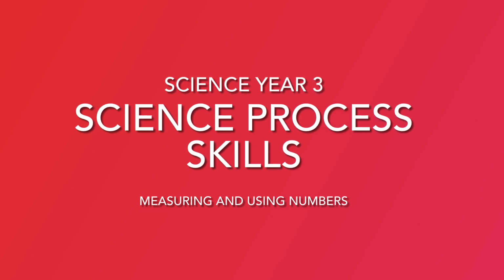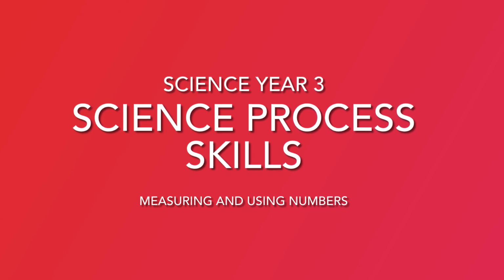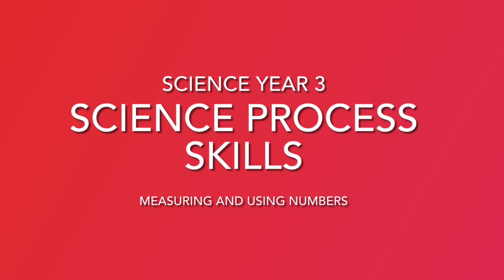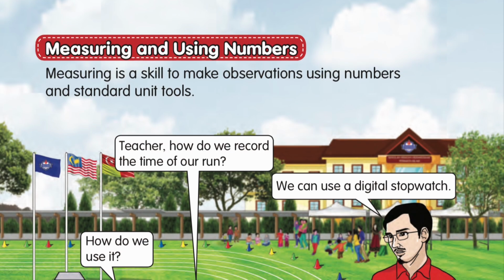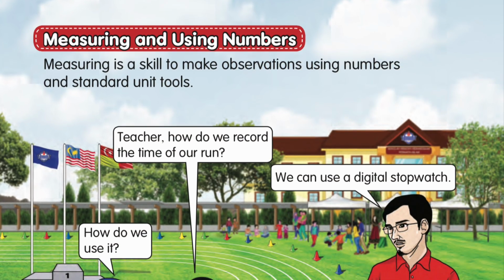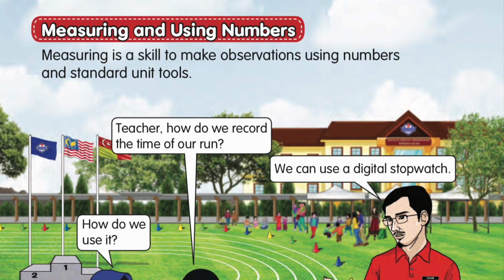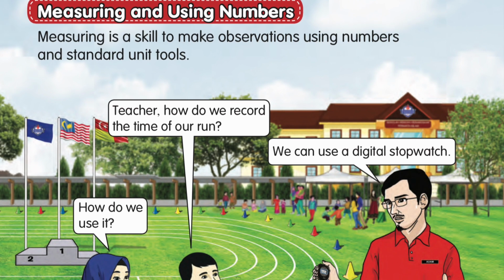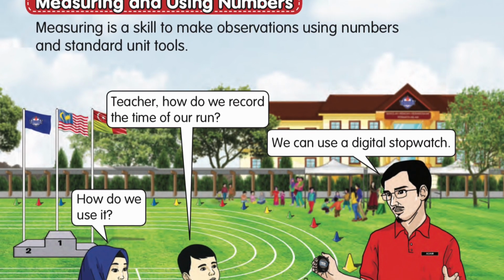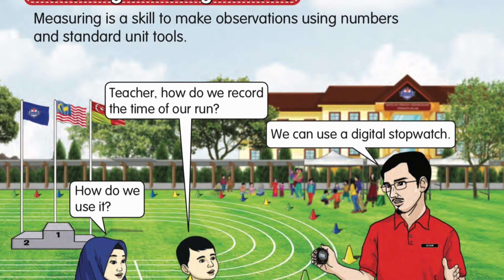In this video, you will learn about science process skills number 3, that is measuring and using numbers. Let us begin. Measuring and using numbers is a skill to make observations using numbers and standard unit tools, such as in this situation on a sport day.